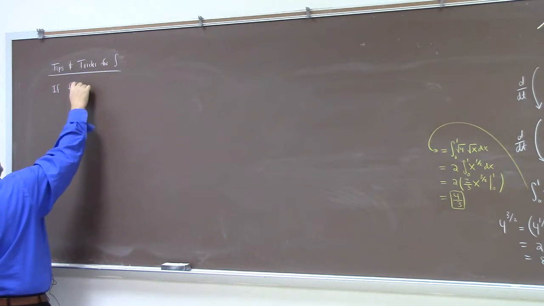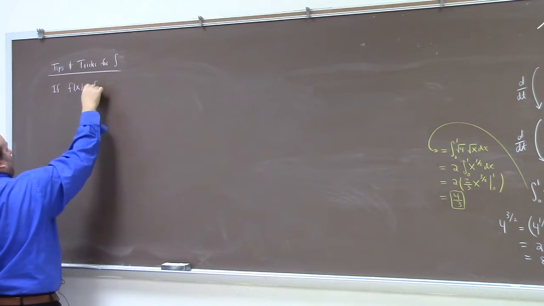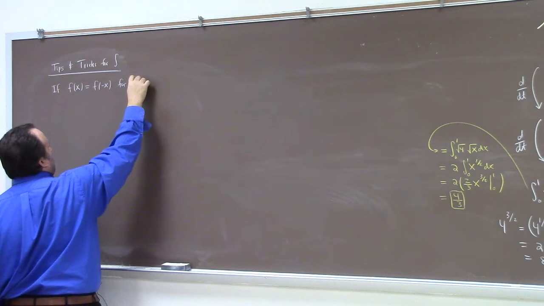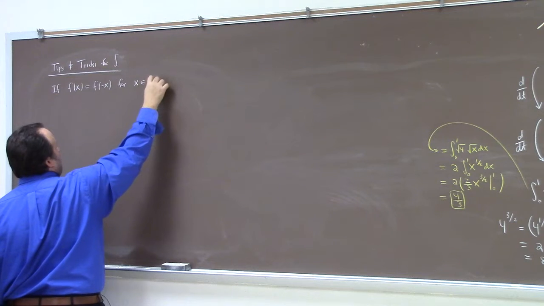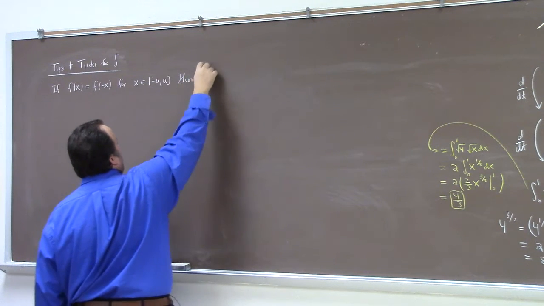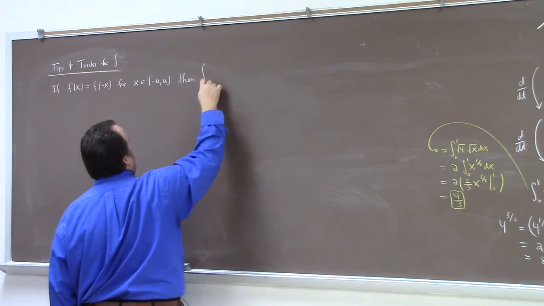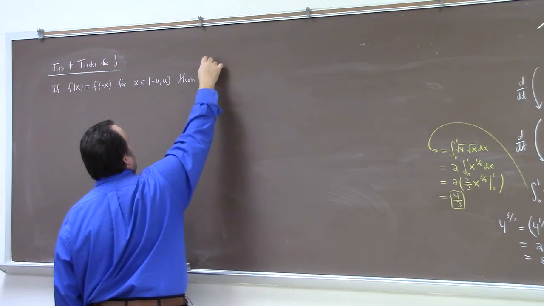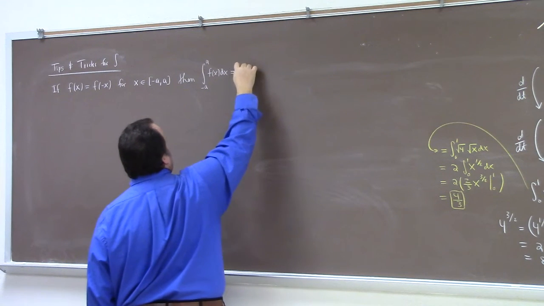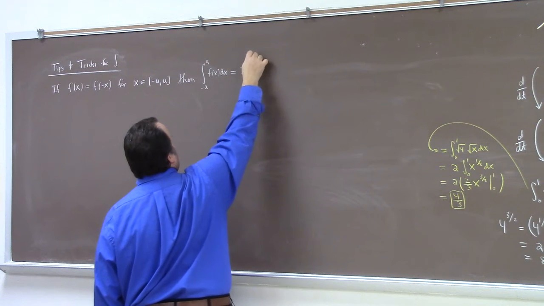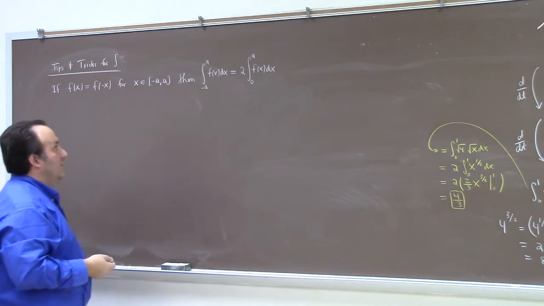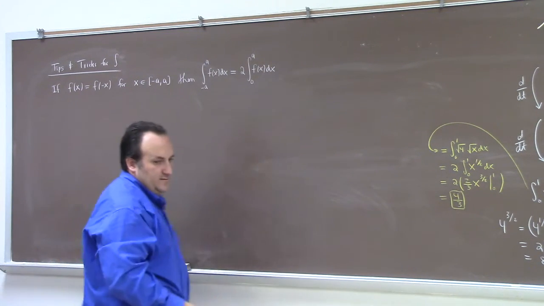If f of x is equal to f of minus x, all right, for x in, let's say, minus a to a, then the integral from minus a to a of f of x dx is equal to twice the integral from 0 to a of f of x dx. What is this condition that I've written? What's that called?